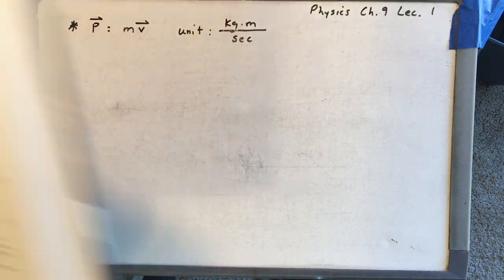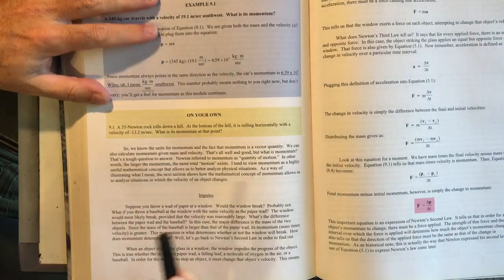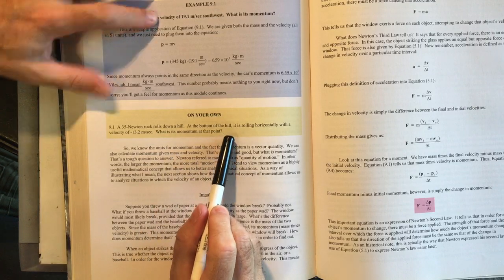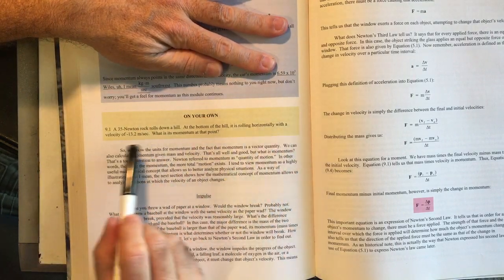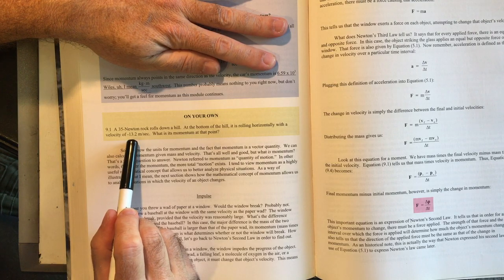So let's look at 9.1. It says a 35 Newton rock rolls down a hill. At the bottom of the hill, it's rolling horizontally with a velocity of negative 13.2 meters per second. What is its momentum at that point?